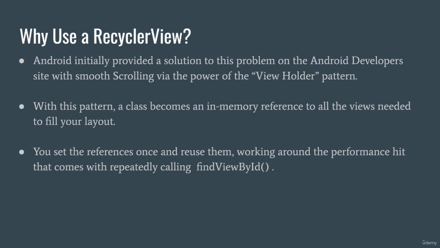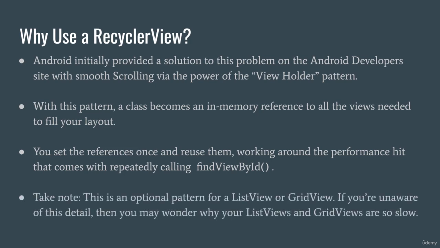And findViewById is something that we've never used before because we just didn't need to do it. That's the beauty of Kotlin. They just got rid of this whole thing. You don't need to use it anymore. In Java, it's quite prominent and very important to use it, but well, in Kotlin, it's less important. And you can even reduce your code to where it's not even used at all. So it's pretty cool. Take note that this is an optional pattern for list view or grid view.